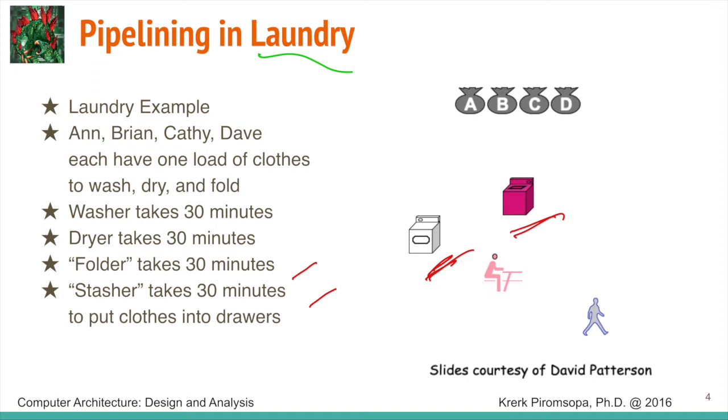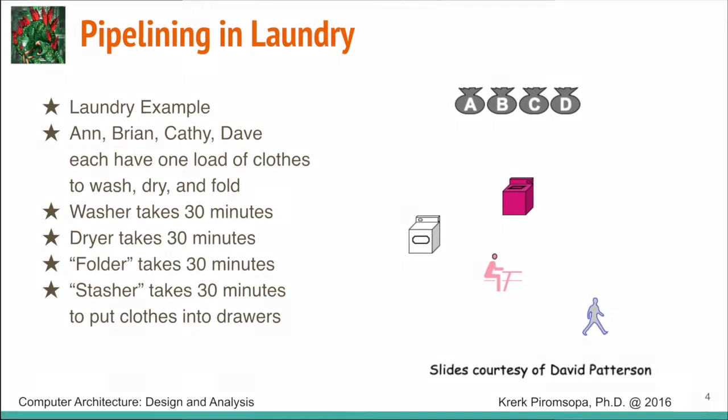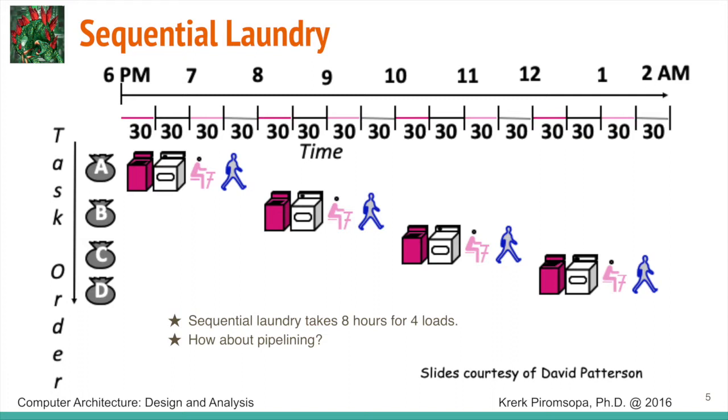So I have 4 people: Anne, Blaine, Katie, and Dave. They all want to do laundry. If each person has to do laundry, there are about 4 steps. Each step takes about 30 minutes, so one person would take 2 hours. Now I have 4 people: this is for Anne, for Blaine, for Katie, and for Dave. With 4 people altogether, I would need 8 hours.